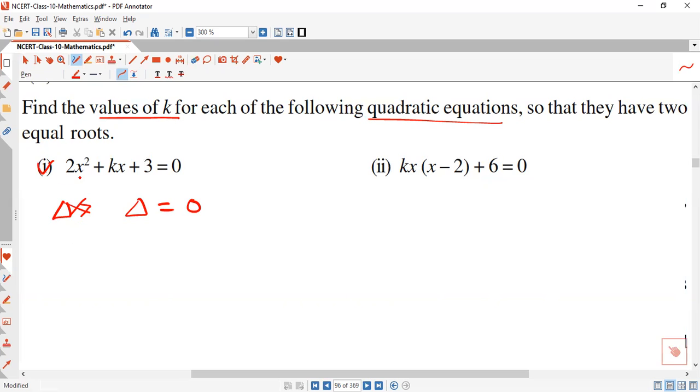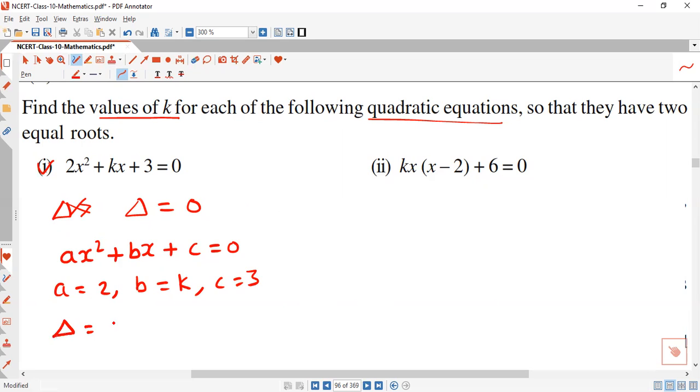So compare this equation with the standard equation ax square plus bx plus c equal to 0. You are getting a equal to 2, b equal to k, and c equal to 3. Now delta equal to 0 means b square minus 4ac equal to 0. B square means k square, minus 4, a is here 2, c is here 3, equal to 0.